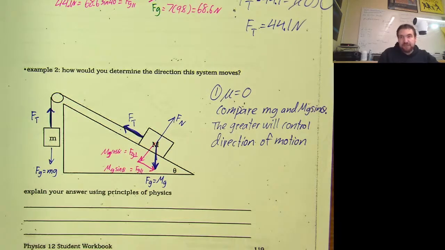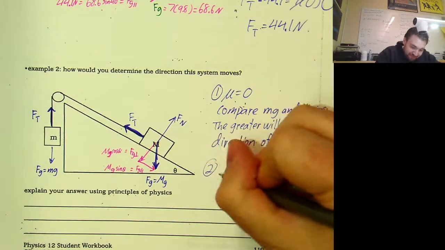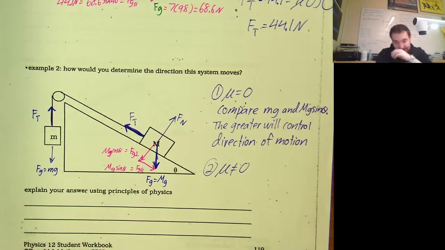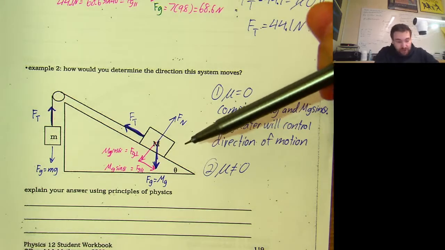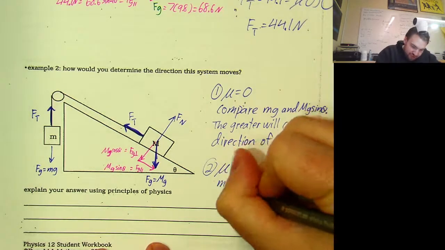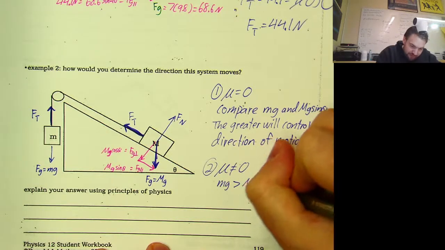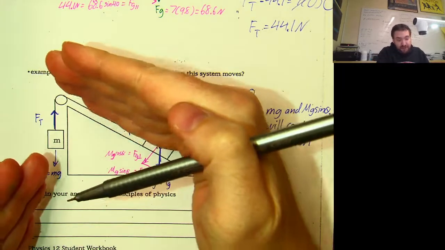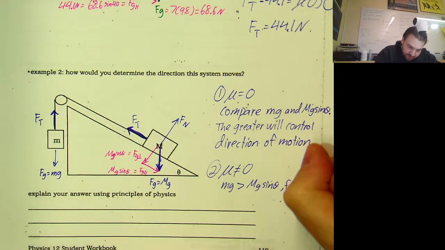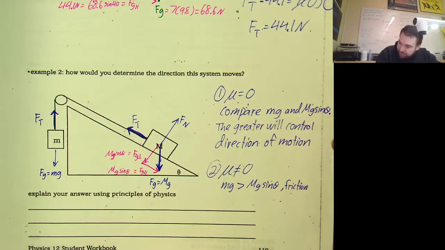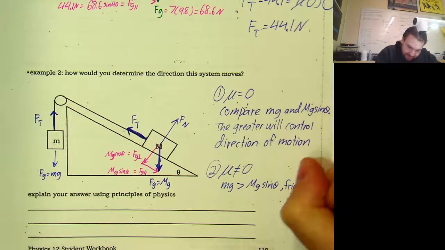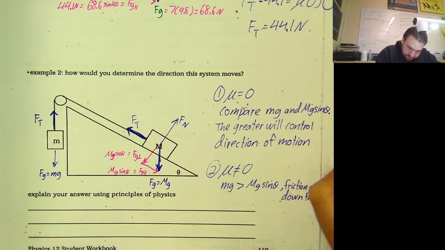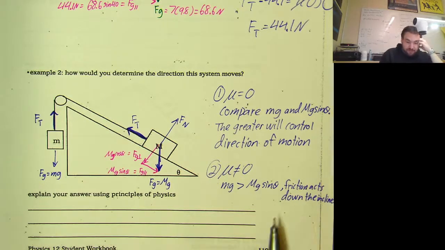Okay. Without friction, it's relatively simple. If we have friction, though, so mu is not equal to 0, we can't add friction yet because we don't know what's going on here. But if mg is larger than big mg sine theta, that means it's going to want to slide this way. We don't know if it actually will, because friction acts down the incline, opposing the direction of motion of this block.